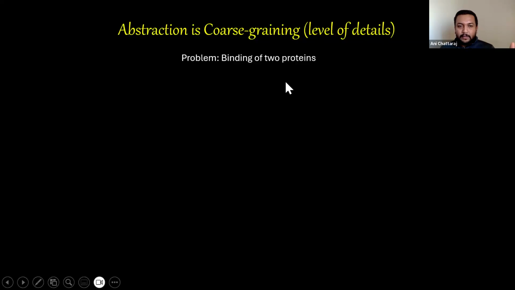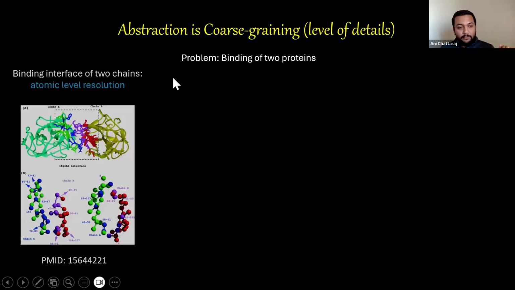So let's take a very toy problem. Let's say we're interested in the binding events of two different proteins. If our question is what is the binding interface of those two protein chains, for example, then we need to model the system at an atomic level resolution, right?